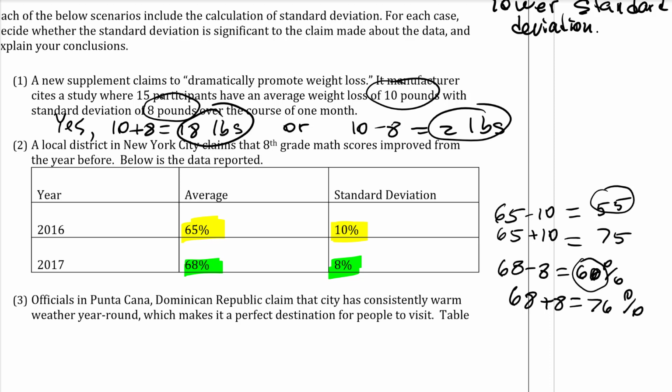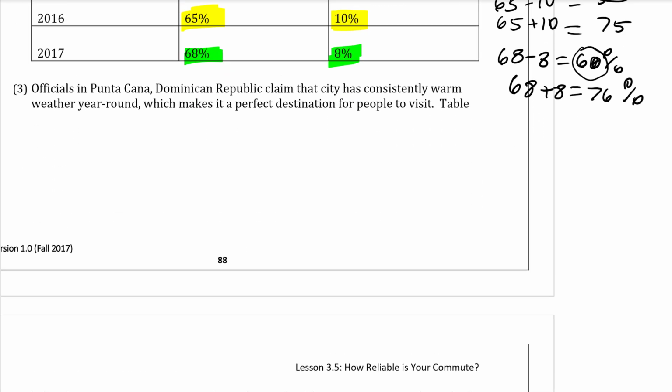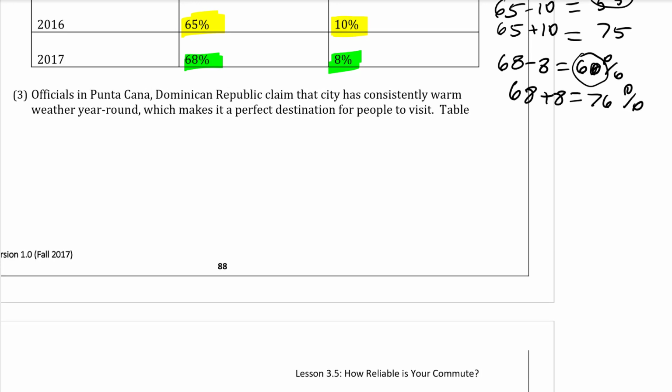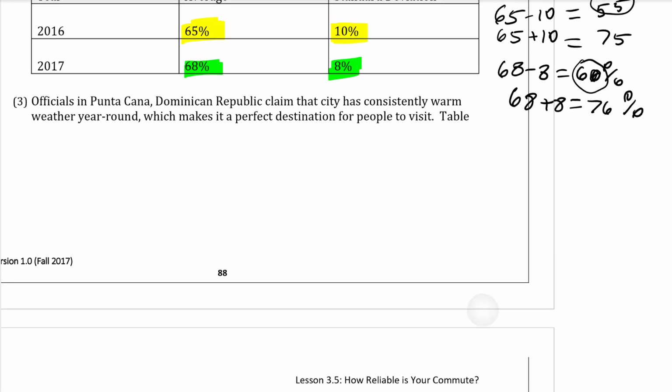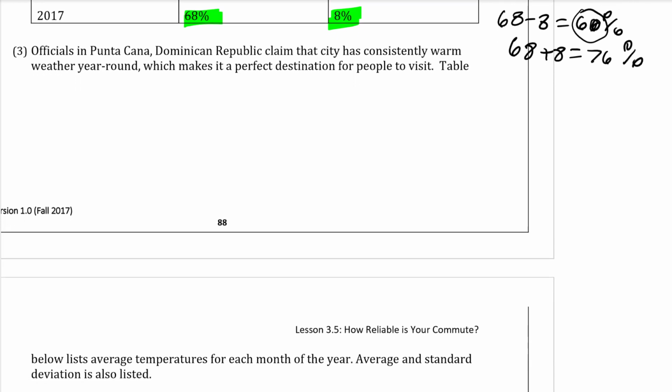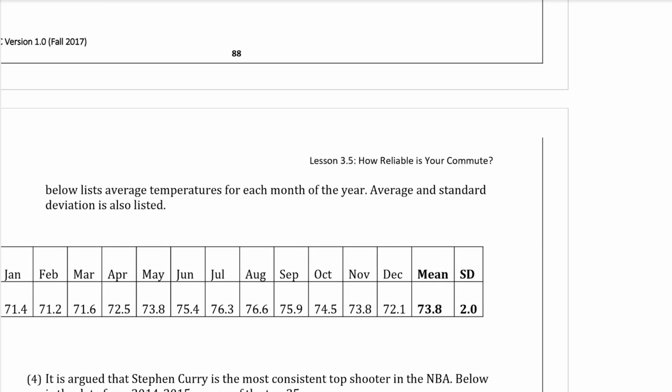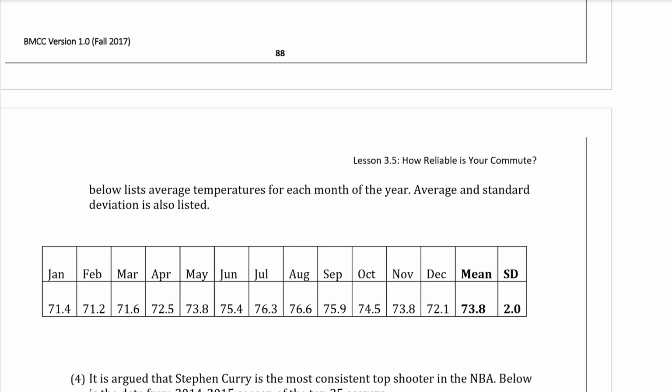So it's also important in understanding what the data is telling us. How about the next one? Officials in Punta Cana, Dominican Republic, claim that the city has consistently warm weather year-round, which makes it a perfect destination for people to visit. The table below lists the average temperature for each month of the year. The average and a standard deviation are also listed. The standard deviation here is 2. So does the standard deviation tell us that the temperature in Punta Cana is consistent year-round?